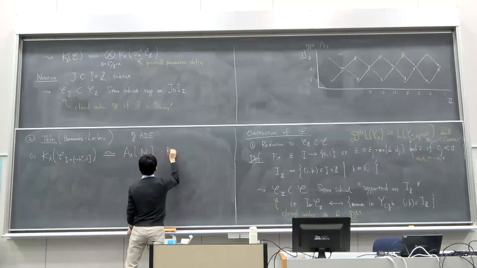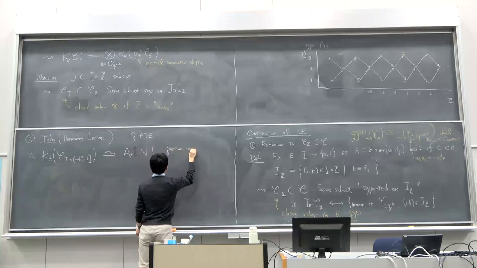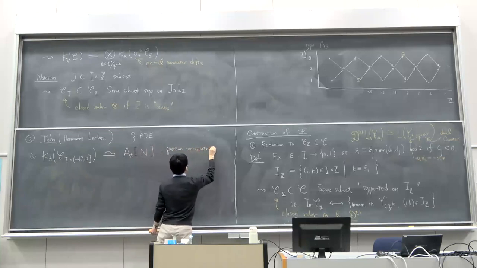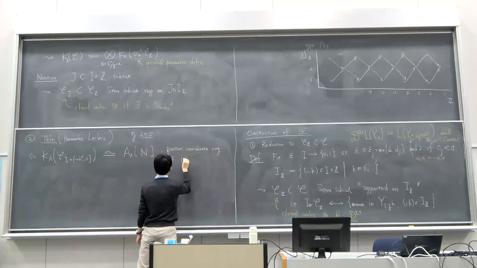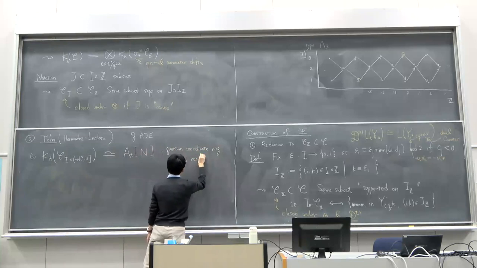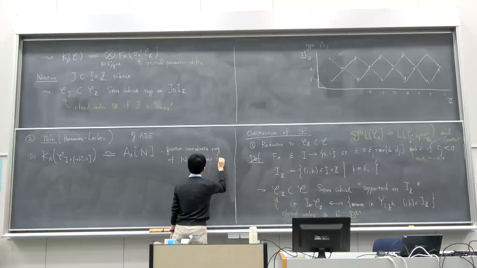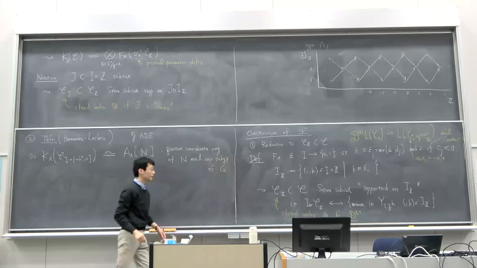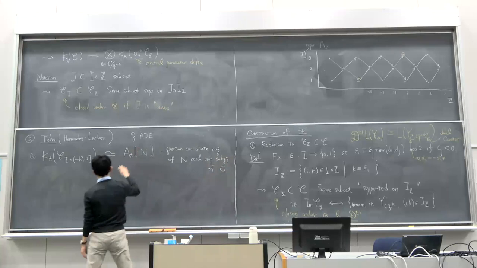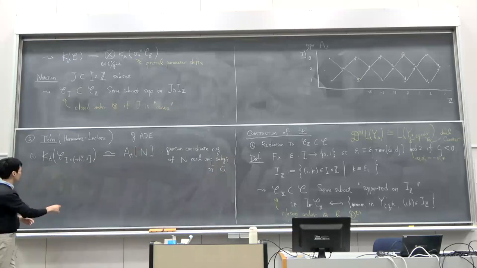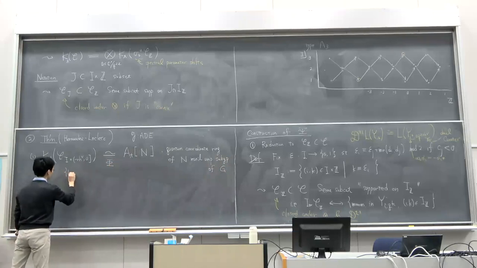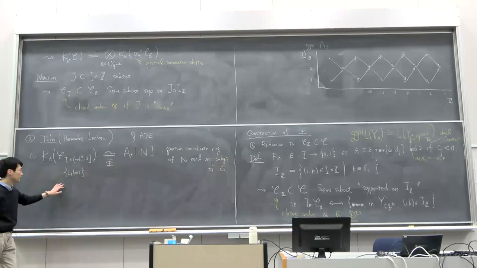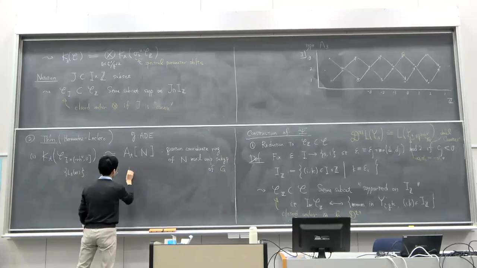Then this Grothendieck ring of this subcategory is actually isomorphic to a ring. So this is the quantized coordinate ring of N, the maximal unipotent subgroup of the Lie group G, whose Lie algebra is our type ADE Lie algebra g. And under this isomorphism phi, the canonical basis in the quantum Grothendieck ring corresponds to the Lusztig canonical basis.